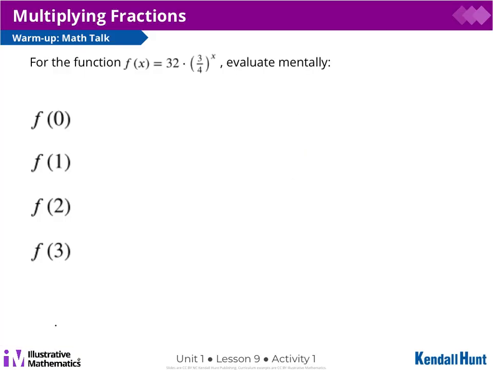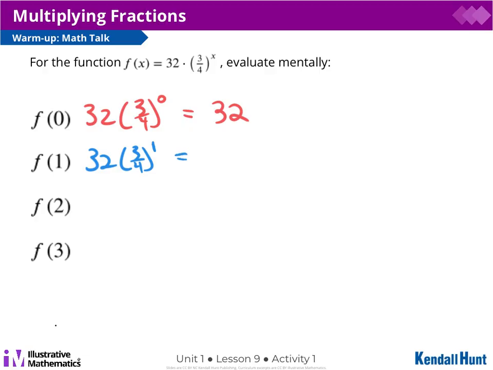Okay, here is our warm-up. So f of x equals 32 times 3/4 to the x. So for f of 0, we got 32 times 3/4 to the 0 power, which equals 32, because anything to the 0 power is 1. PEMDAS says do the exponent first, then multiply. So now for the next one, 32 times 3/4 to the first power. If you multiply that, 32 divided by 4 is 8. 8 times 3 is 24.